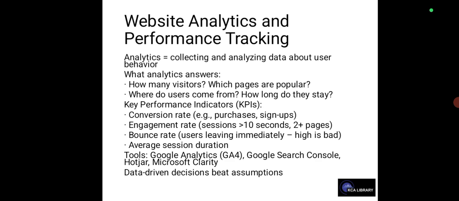Now let's talk about website analytics and how to track performance. Now, what is the meaning of analytics? Analytics simply means the science of collecting and analyzing data about user behavior. So analytics answers questions like how many visitors landed on this page this week or this month, which of the pages are popular, and where do users come from, that is their country, their region, their state, so that it will help you to know how to track. Analytics will also answer how long these visitors stay on the site.